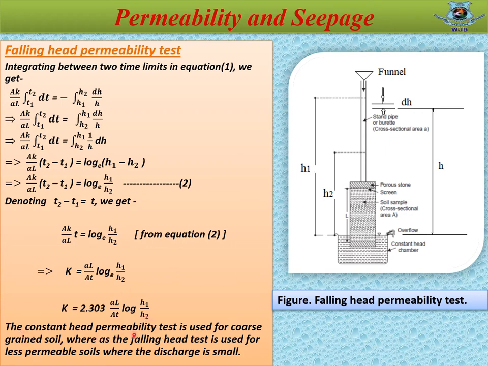The constant head permeability test is used for coarse-grained soil, whereas the falling head test is used for less permeable soils where the discharge is small.